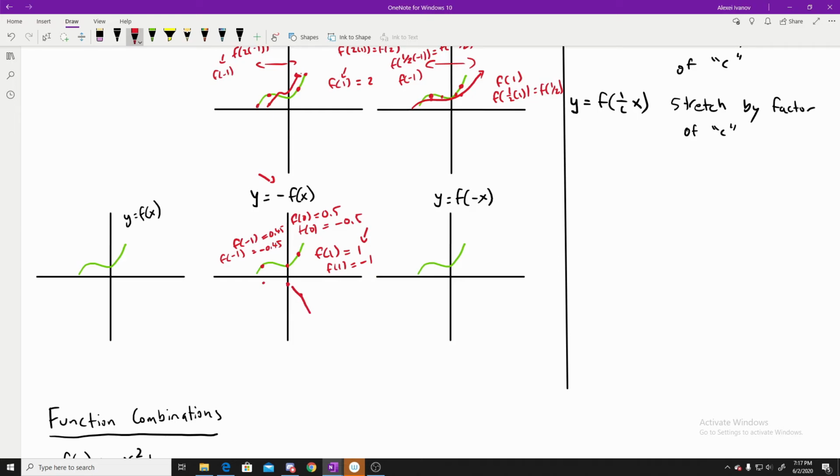Connecting these dots, we see that we have a function that will go something like this. We can see that this is the exact same function, however reflected about this x-axis. We can conclude by saying that multiplying your function by a negative value will reflect it about the x-axis.